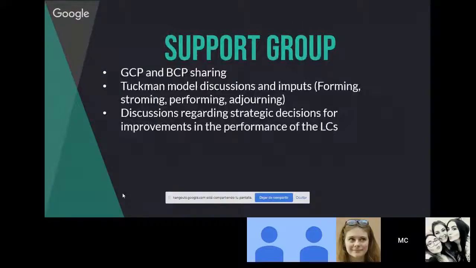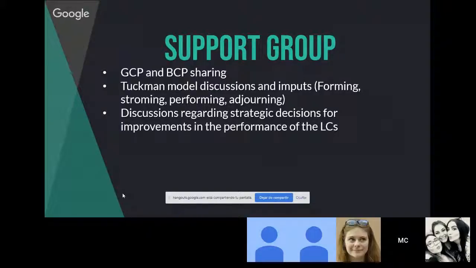And in terms of support group, the first one is GCP and BCP sharing. So you share good case practice and bad case practice. You share inside the group and the different channels that you are going to have as LCPs. You can share, hey, this is happening with me. Hey, I did this strategy and it went really, really well. So you can share this kind of information.